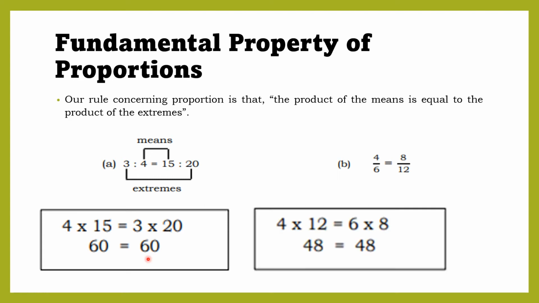Next, for letter B, the extremes, which are the 4 and 12, let us multiply. That will be equal to 48, and our means, 6 and 8, to be multiplied, the product is also 48. That's why 4/6 is equal or proportionate to 8/12.